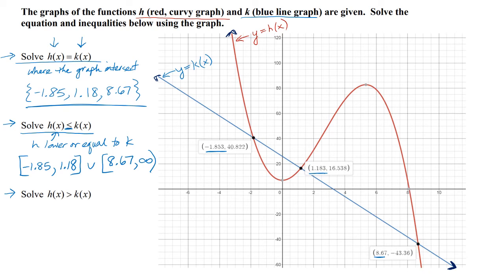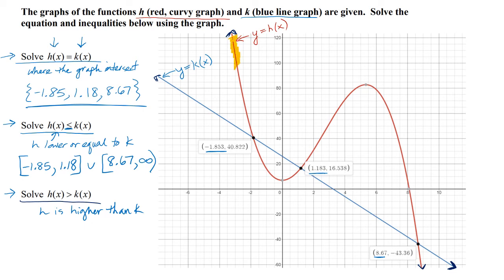All right, in our next question, our last one, we have solve h of x is greater than k of x. H of x is greater means that we want to look for when h is higher than k. So to look at when h is higher, look at the two graphs. Again, if you look straight up and down, you can see the red graph is higher.